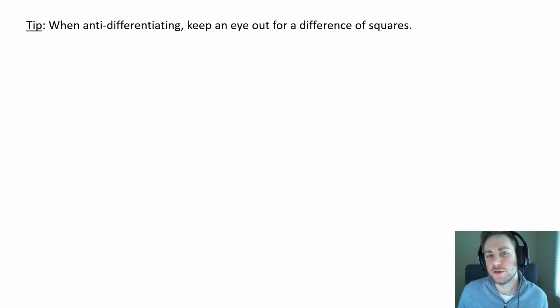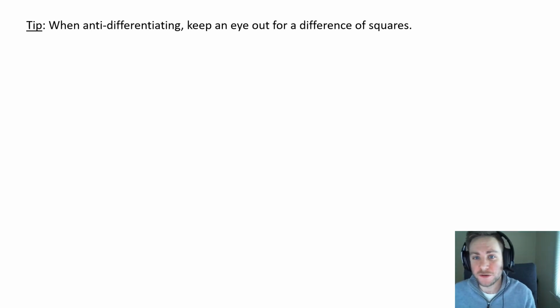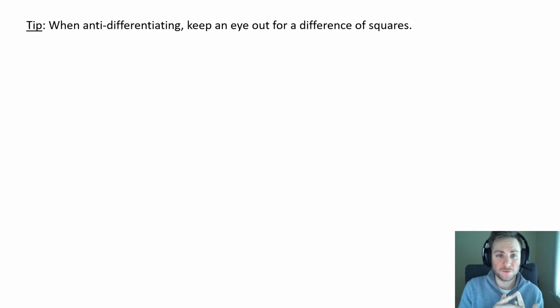I'll take this opportunity to point out that from this point forward, I suggest you make a habit of looking for differences of squares when calculating integrals. I would even go as far as to say that together with looking for f prime over f structure, it will get you through 90% of the integral problems in this course. So be on the lookout for those two things: differences of squares and f prime over f.